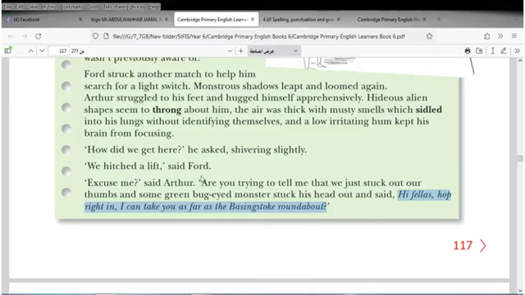Excuse me, said Arthur. Are you trying to tell me that we just stuck out our thumbs and some green bug-eyed monster stuck his head out and said, come in, right in? So he's making fun, or he is being sarcastic, if you wish to say.